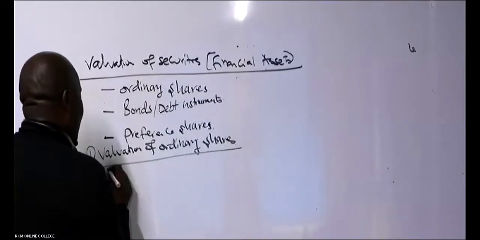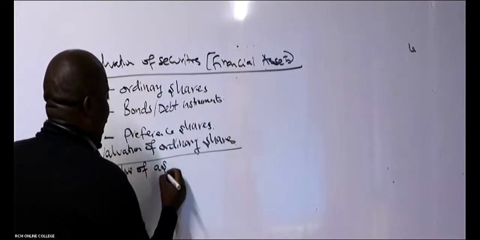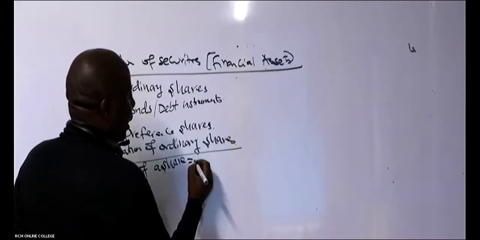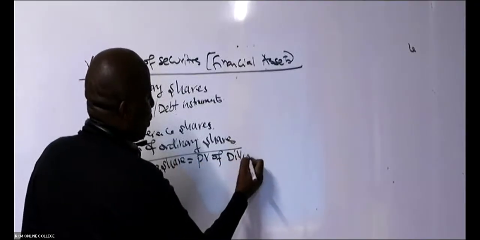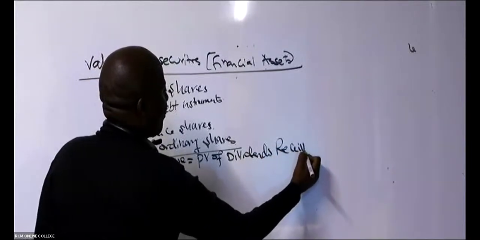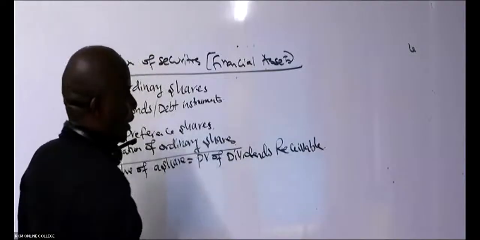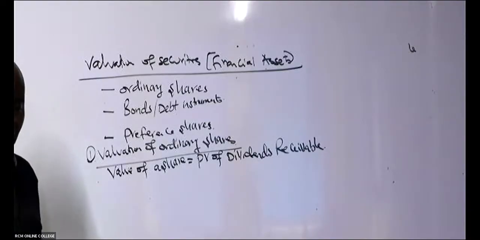So basically, whenever we talk of valuation of ordinary shares, you are supposed to know that the value of a share will be the present value of dividends receivable. Anytime you want to get the value of a share, you will take the present value of dividends receivable.